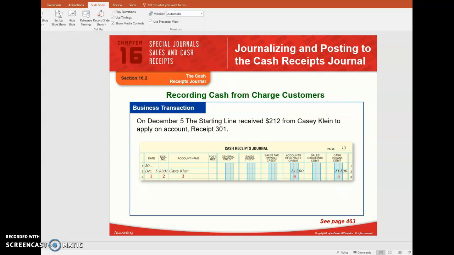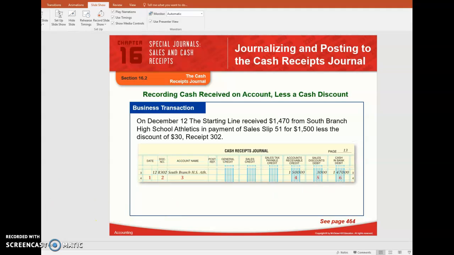Here's recording cash from charge customers. Here's one. Now Casey's going to pay her bill with cash. So again, you'd put in the date, the document, which is receipt 301, her name, and it'd be accounts receivable credit, cash and bank debit, because it's straight-up cash. They didn't say anything about sales tax or anything like that. So again, you just have to follow. It's a lot easier than the general journals, if you can see now.